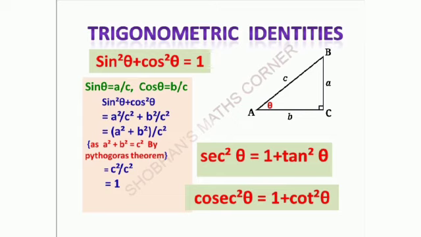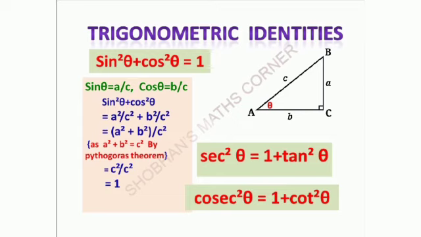So here let us say angle A is theta. Let us use angle A as theta to prove that sin square theta plus cos square theta is equal to 1. Now from this triangle, sin theta is equal to a by c, that is opposite by hypotenuse. Also cos theta is b by c, that is adjacent side by hypotenuse.